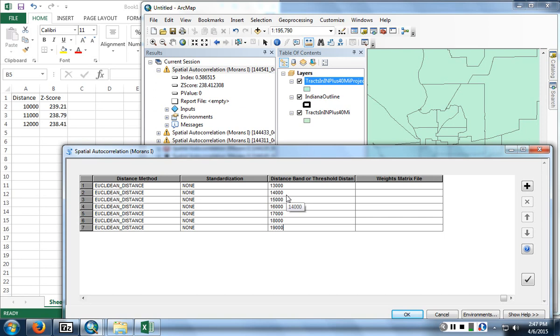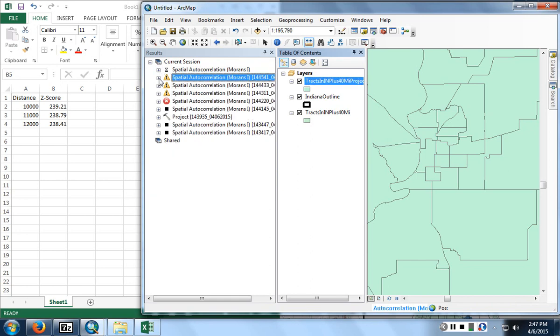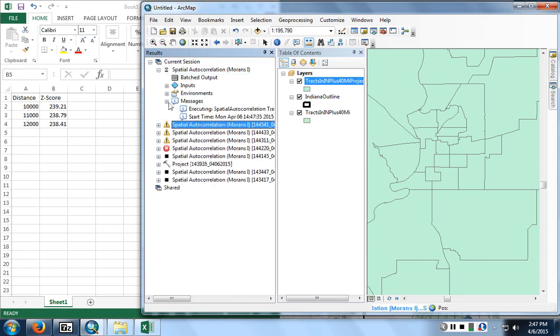Right? So everything else is the same. I'm just changing the distance. And I hit OK, and it's going to run this tool 7 times in succession. Or crash. So you should be aware of batch processing, right? That's what that's called, batch processing. So it's going to start off with the first one.